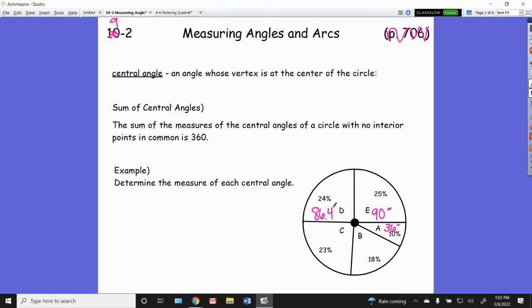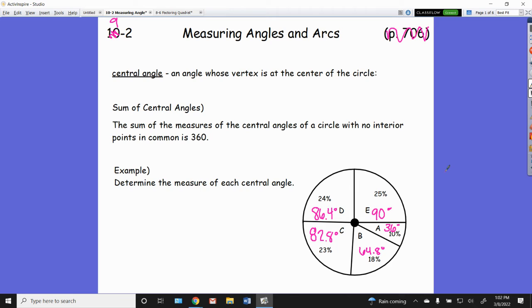So then 23%, so that's 0.23 times 360. Or if you know that every percent is 3.6, you could have just subtracted another 3.6. You would have gotten 82.8 degrees. And then finally 18%. Will, it's your time to shine. 64. Good job. 64.8 degrees. Now, boys and girls, obviously when I add all these up, it should equal 360. If not, something's wrong. All right?